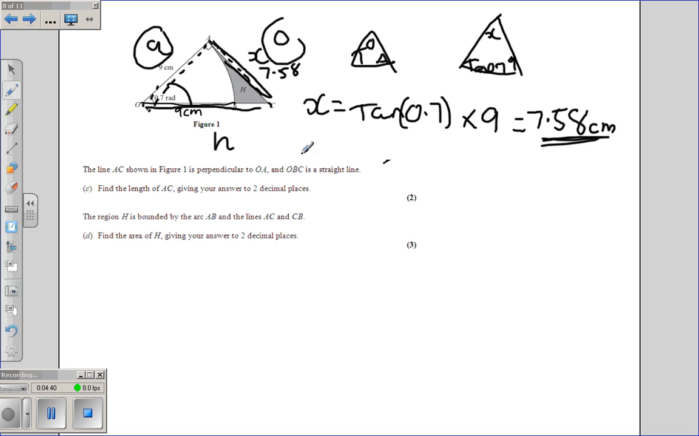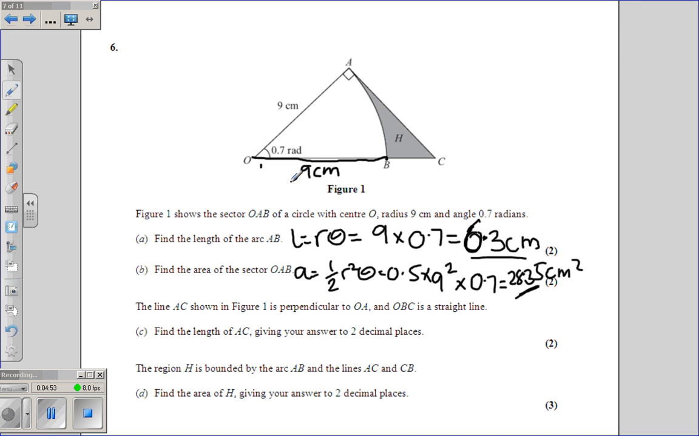Next part, for 3 marks, the region H is bounded by the arc AB and the lines AC and CB. Find the area, giving your answer to 2 decimal places. So all we need to do is get the area of the big triangle and subtract the area of this thing here, which we already found earlier. The area of the sector was 28.35.